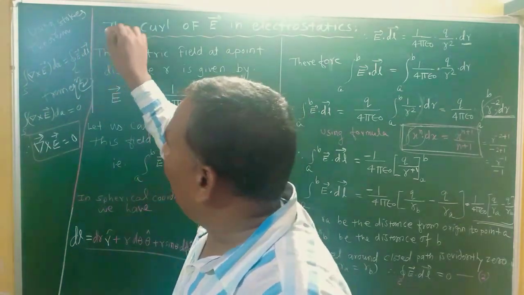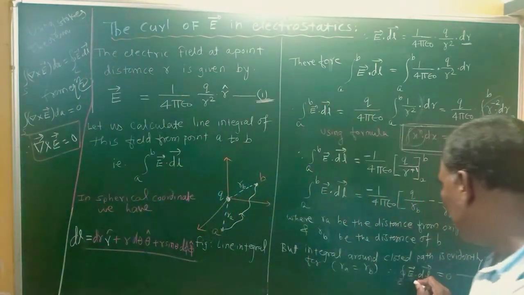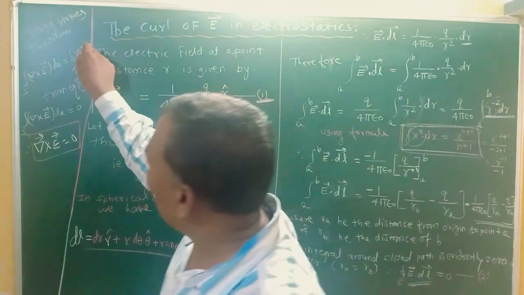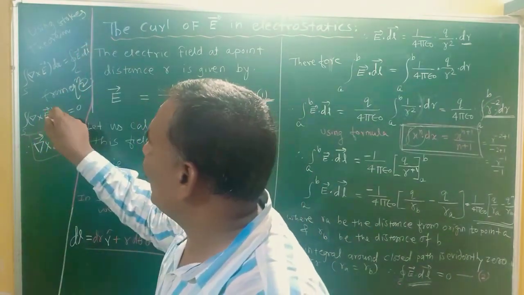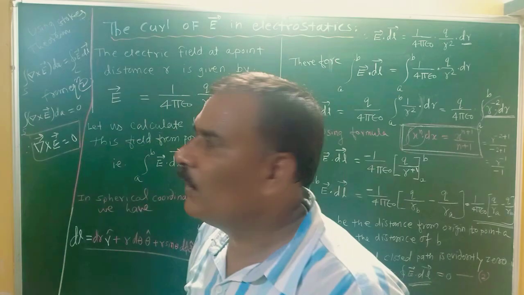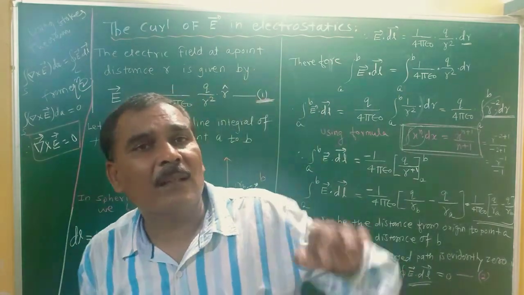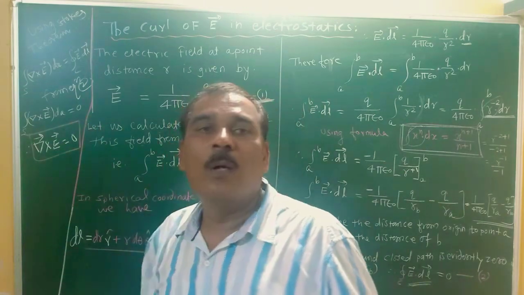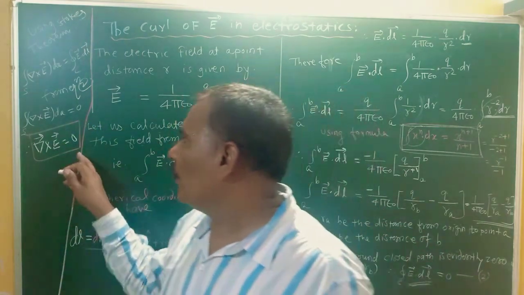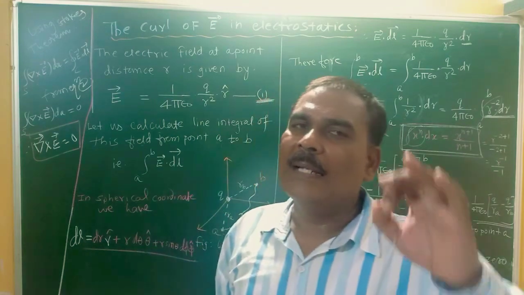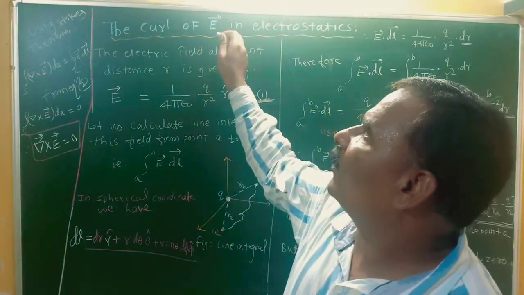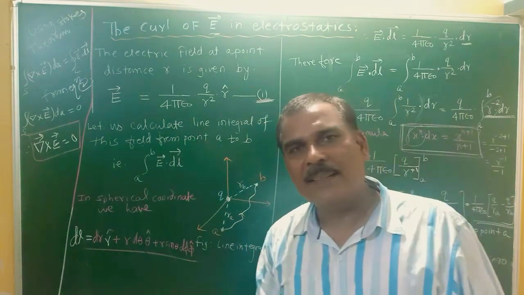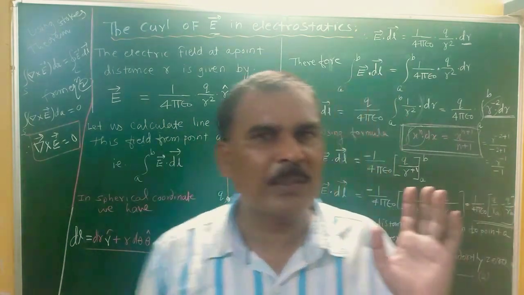From equation number 2, line integration of E bar dot dl bar is equal to 0. Here we substitute the 0. So surface integration of curl of E into dA is equal to 0, which means that curl of E is equal to 0. And this is the significance: the curl of the electric field intensity E bar in electrostatics is zero. All these points are very important.